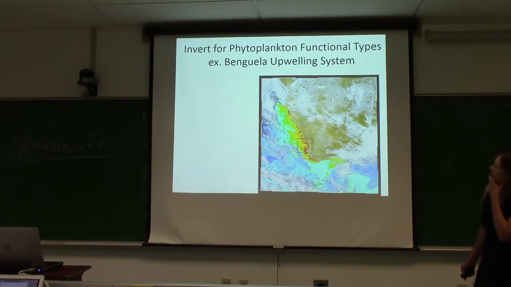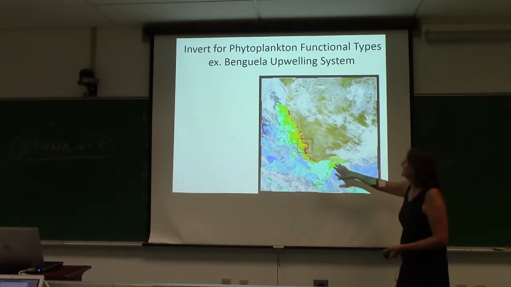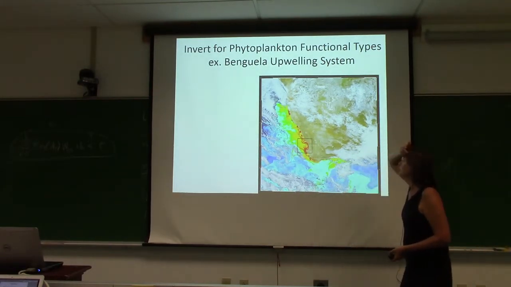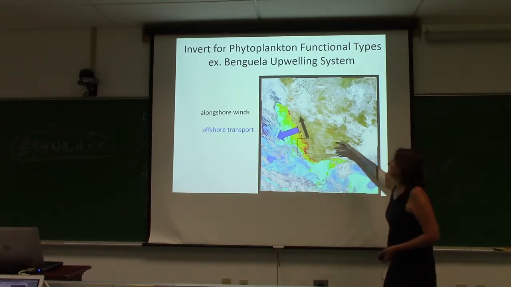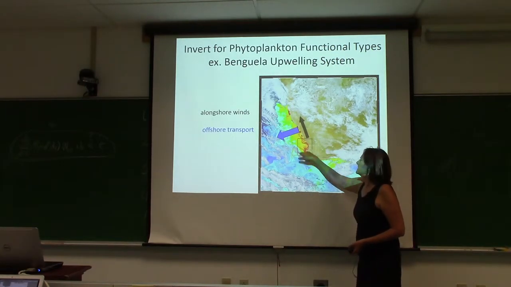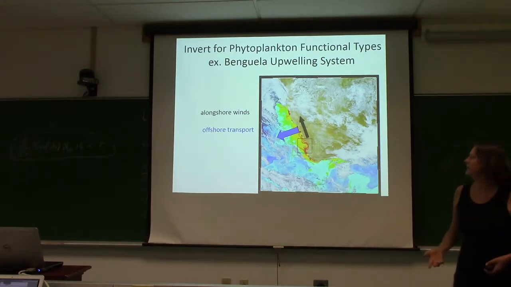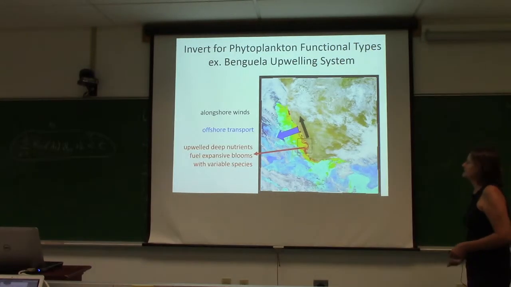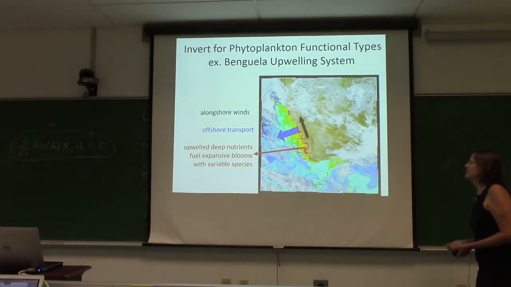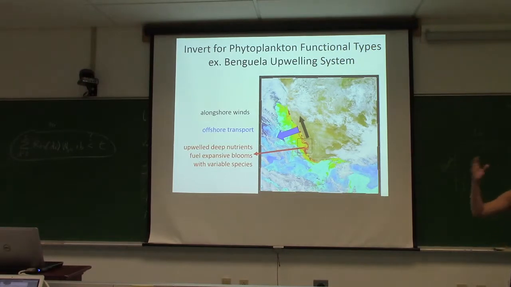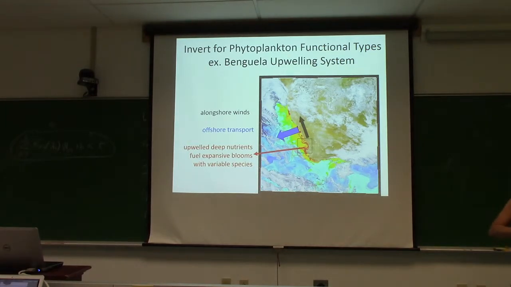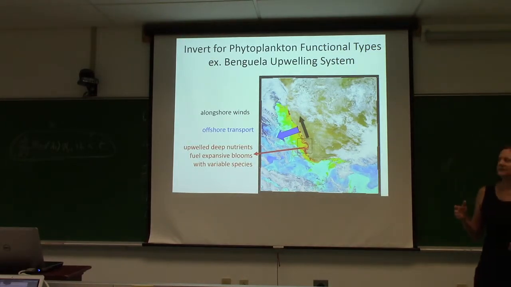So this is a place in the Benguela upwelling system off of South Africa. Alongshore winds lead to offshore transport and upwelling, and every February the waters are just so rich, and they have these expansive blooms that are really variable with species. So I was there for 3 or 4 weeks, and every day you'd go out and the water was a different color. It was just this evolution of species succession to incredible concentrations of phytoplankton.